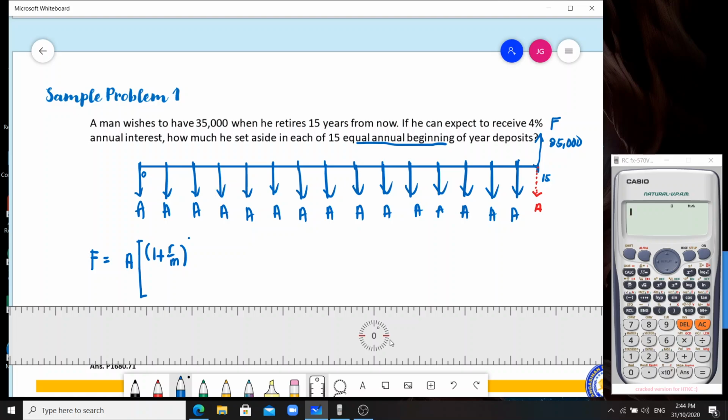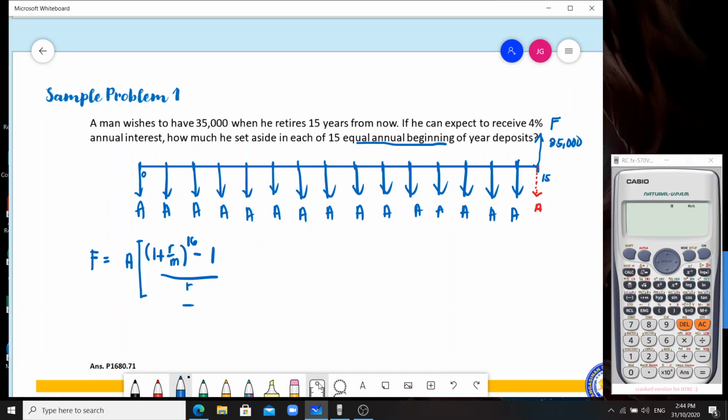MT plus 1, diba? Raised to 16. Okay? Kasi 16 na payments yan eh, kasi nag-add tayo ng isa. Minus 1 over r over m, tapos i-minus natin yung kunyari. Okay. So, i-substitute na natin.